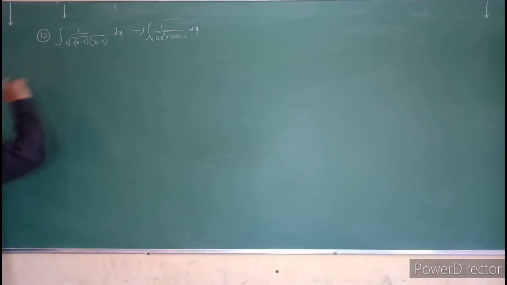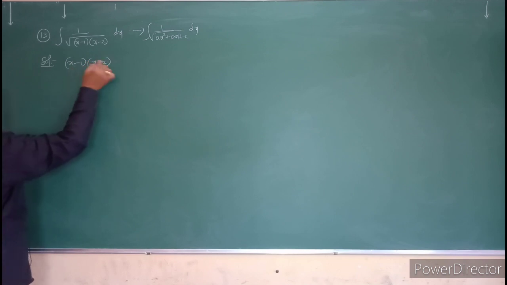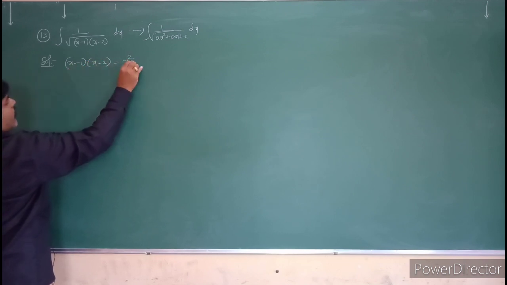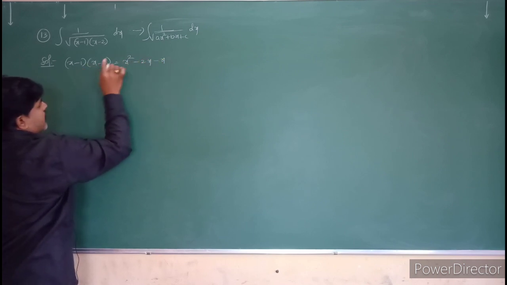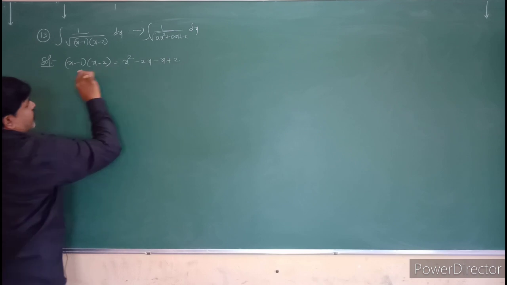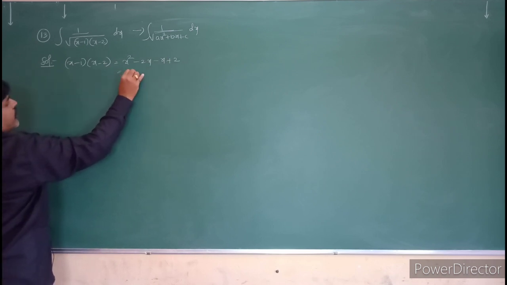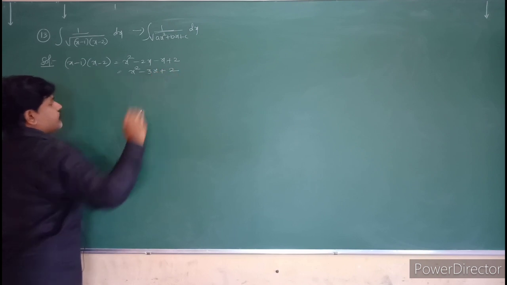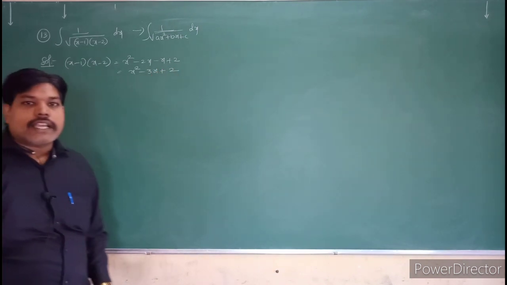So see how to solve that. First we will simplify this, then we will get the answer. So x minus 1 into x minus 2, multiply that. That is x square minus 2x minus x plus 2, multiplying the two terms. So what we will get: x square minus 3x plus 2.